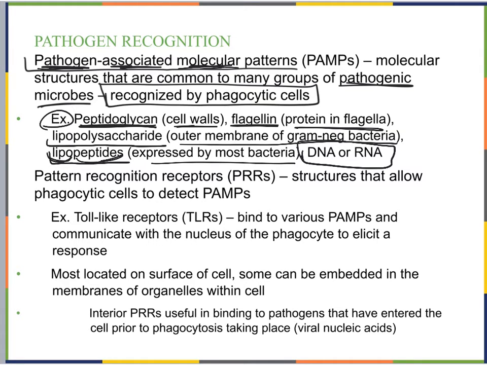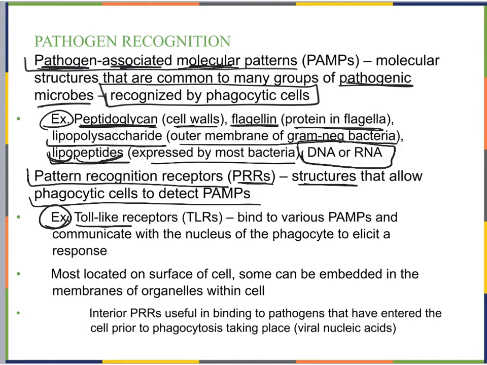Along with PAMPs, we also have pattern recognition receptors, or PRRs. These are structures that allow phagocytic cells to detect the PAMPs. As these cells are going along, testing, is this self, is this self, is this self, we have these PRRs on the phagocytic cells themselves, and those are the things that are going to be recognizing these pathogen-associated molecular patterns.